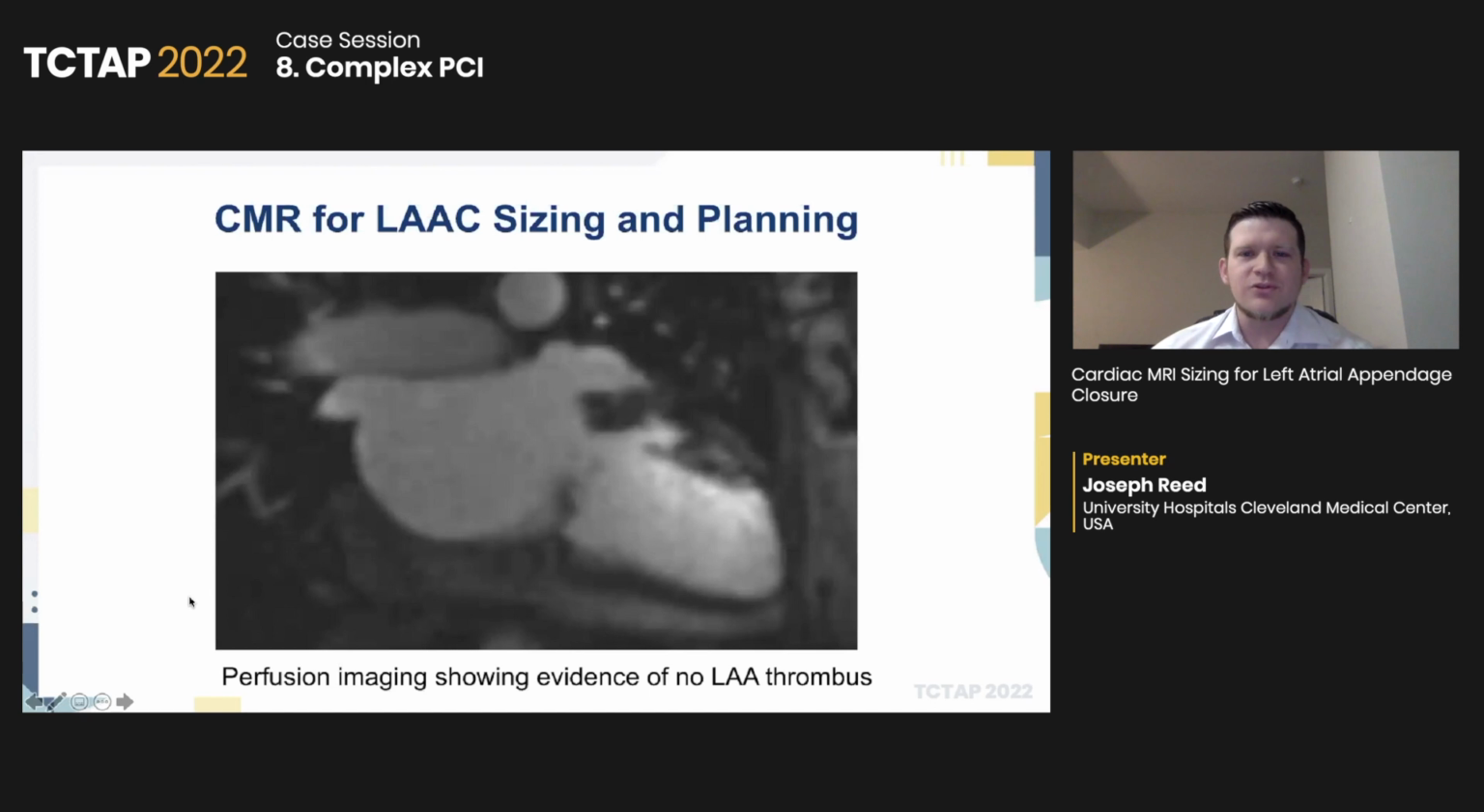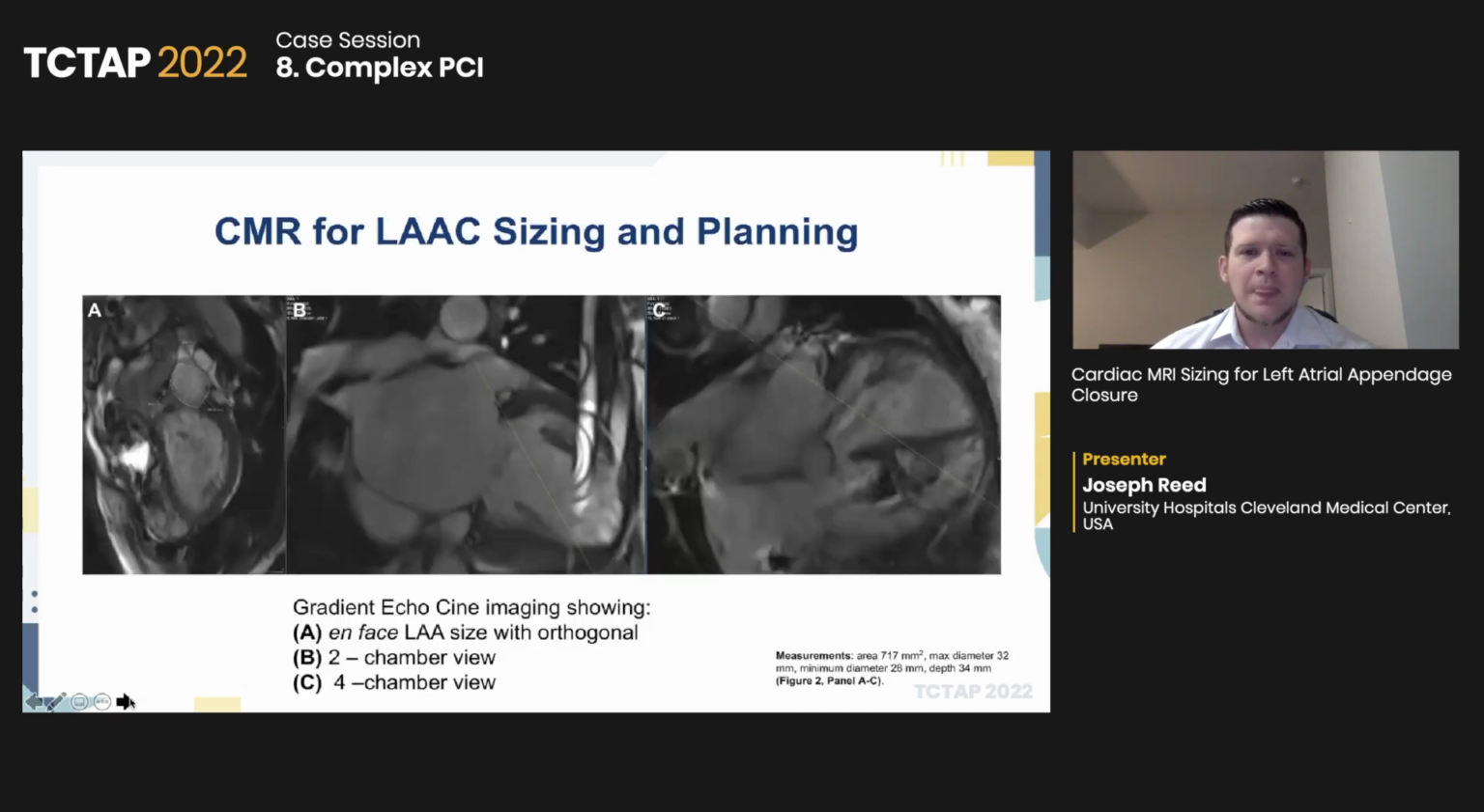Here is perfusion imaging demonstrating no left atrial appendage thrombus. And the sensitivity for ruling out thrombus here is 94% with a negative predictive value of close to 99% using cardiac MR. And here is our cardiac MR imaging of the left atrial appendage ostium. Here's gradient echo cine imaging. And panel A here on FOSS, LA size were orthogonal. And here's the 2-chamber view. And here in panel C is the 4-chamber view. And our measurements are listed here again in the right corner.